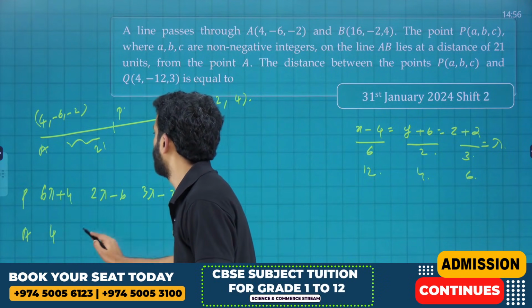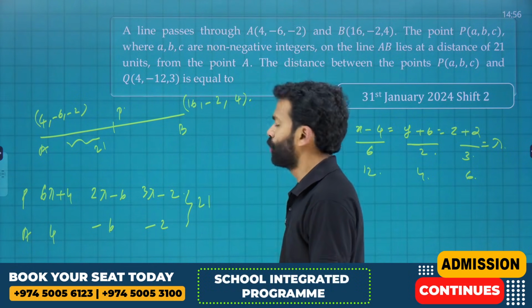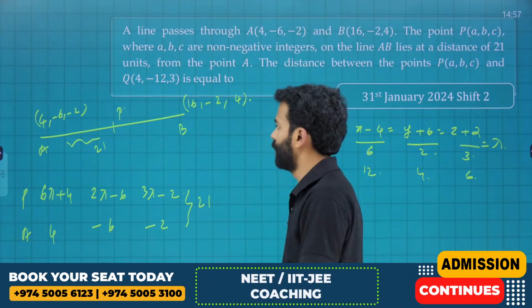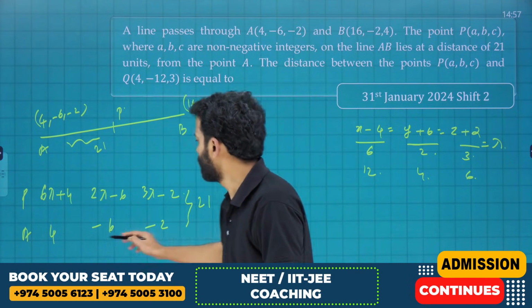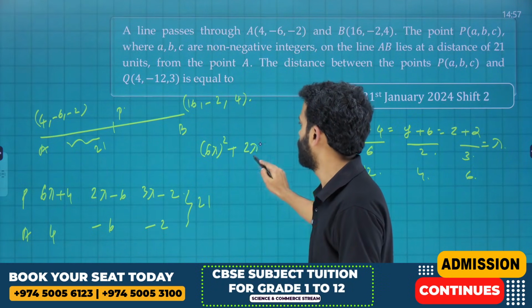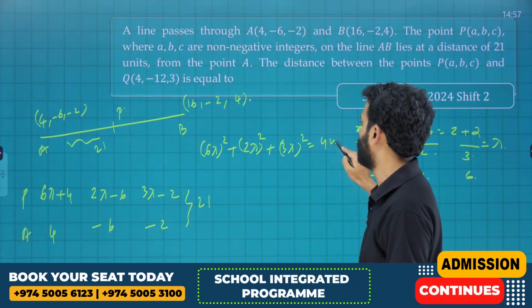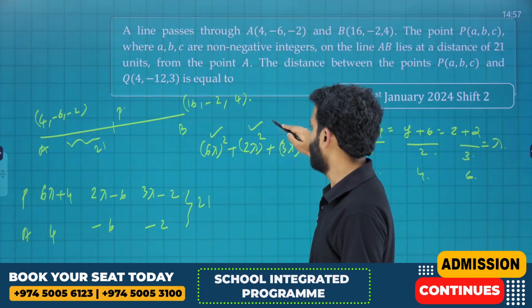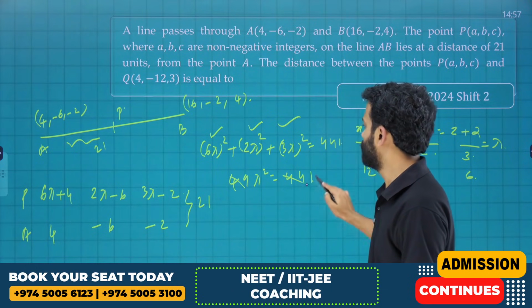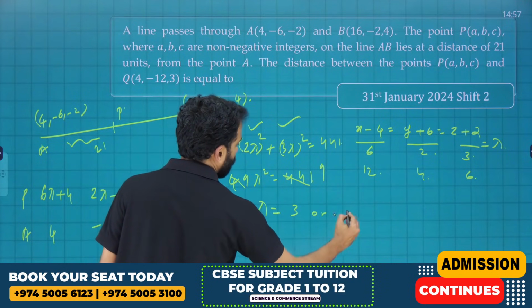Point A is 4, minus 6 and minus 2, and their distance is 21, right? So like the previous session, I am squaring both sides, also removing the roots along with that. Therefore 6 lambda plus 4 minus 4 is 6 lambda. The square of that, 6 lambda square, plus 2 lambda square, plus 3 lambda square, is equal to 441. This is 36, 4, 9. That is 49 lambda square is equal to 441, which is divisible by 49. That is lambda square is equal to 9. Therefore, lambda is equal to what? Either 3 or minus 3.